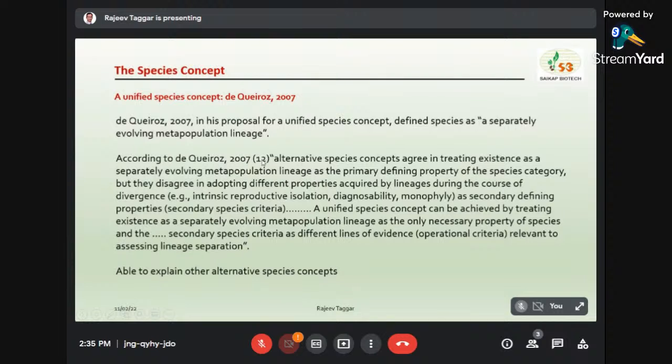Can somebody define what a species is and how to delineate species? And this is where De Queiroz gave a very nice proposal. I will not go into the text here. He defined a species with a very simple definition: a separately evolving metapopulation lineage.